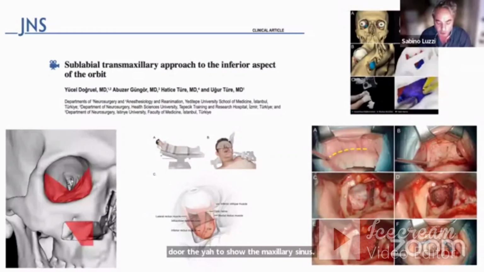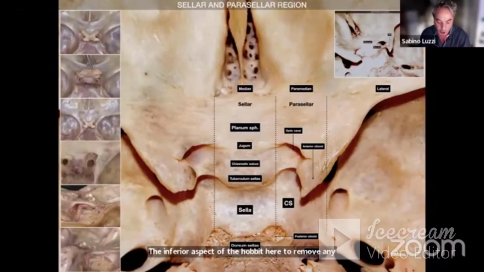And this is one of the most beautiful papers that have been recently published by my brothers, Professor Eugel Dogruel, Professor Günger, and Professor Ture also, where they show it beautifully. You can use this kind of corridor, that is the transmaxillary corridor, to beautifully approach the inferior aspect of the orbit here to remove any kind of lesion that lies at the level of the inferior aspect of the orbit.